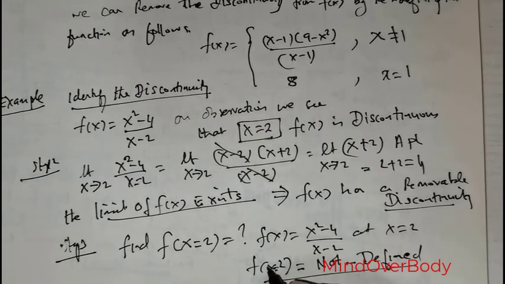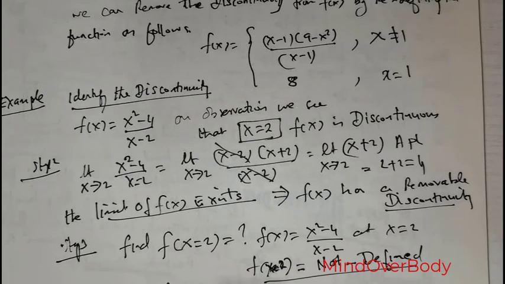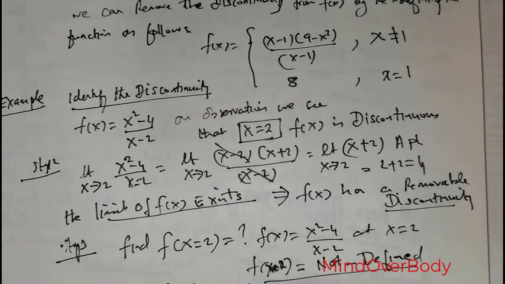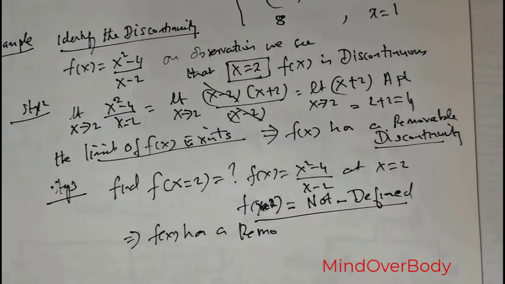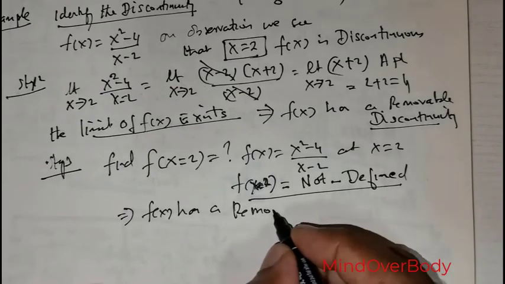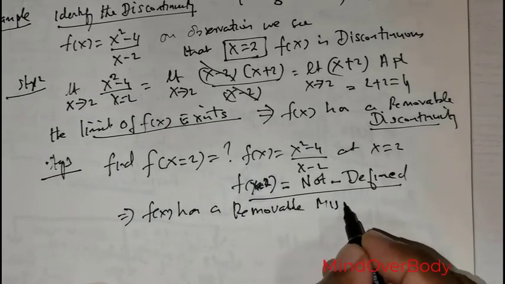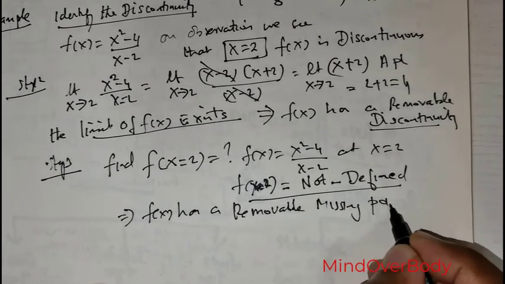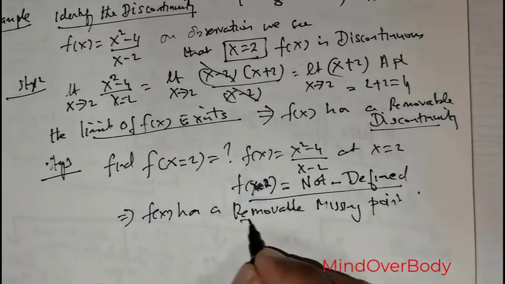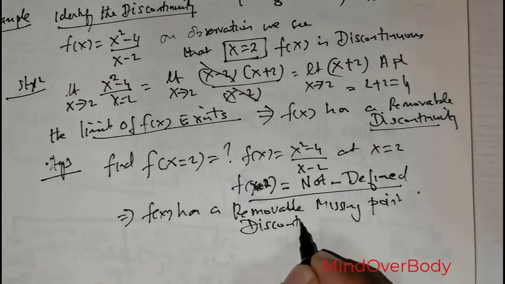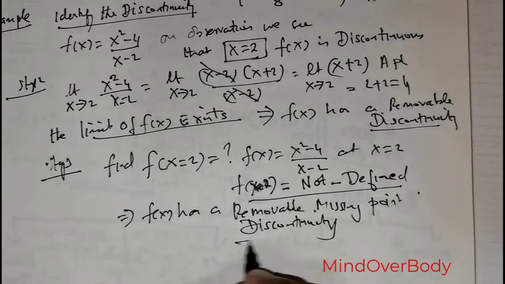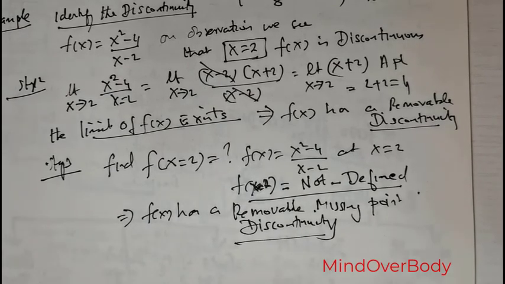So at x is equal to 2, when the function is not defined, this means f of x has a removable missing point discontinuity. Okay, so that is the conclusion.